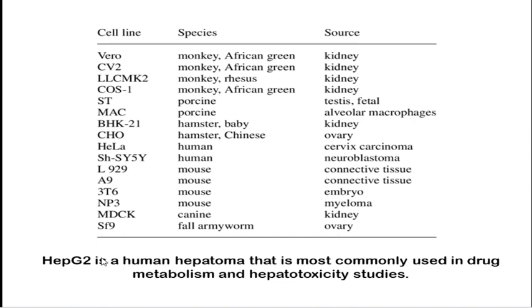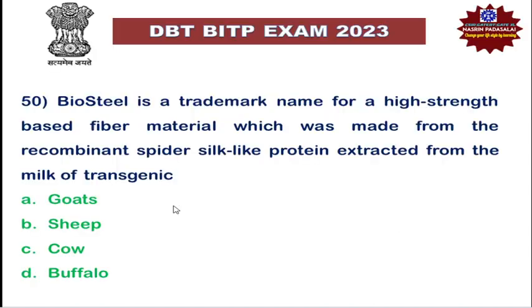And HepG2 is isolated from the liver tissue of a patient with hepatocellular carcinoma. It is a human hepatoma cell line which is generally used for drug metabolism and hepatotoxicity studies.